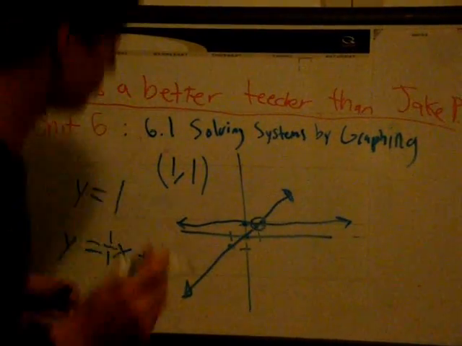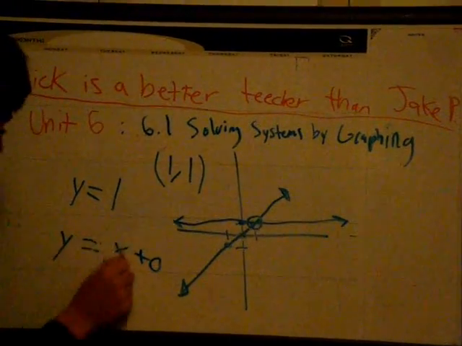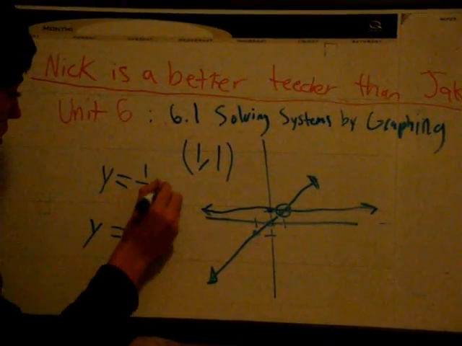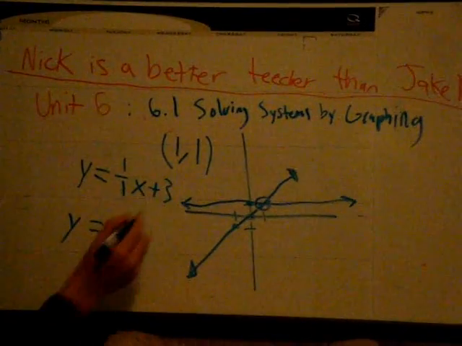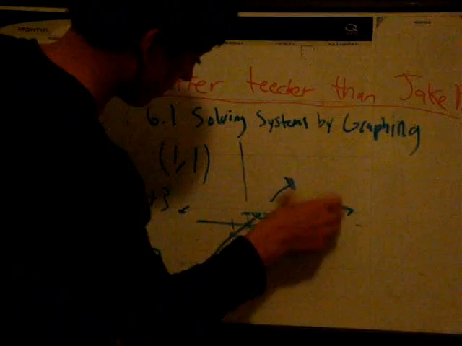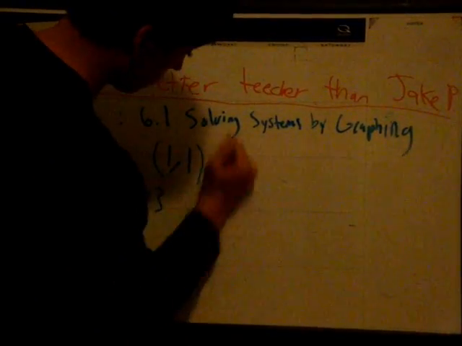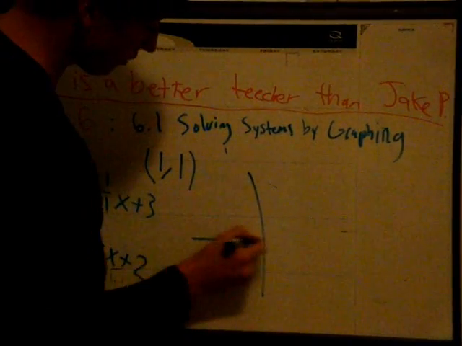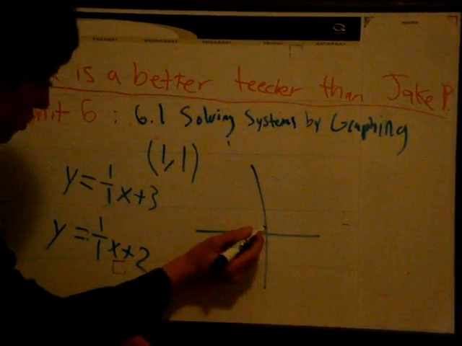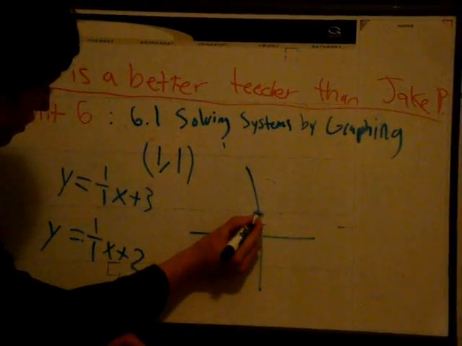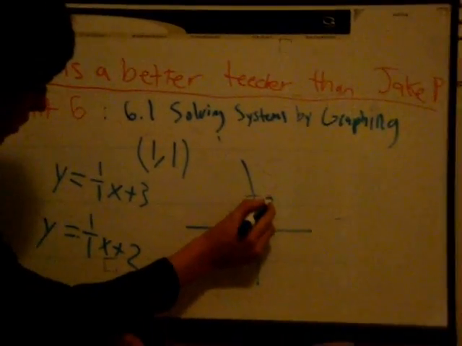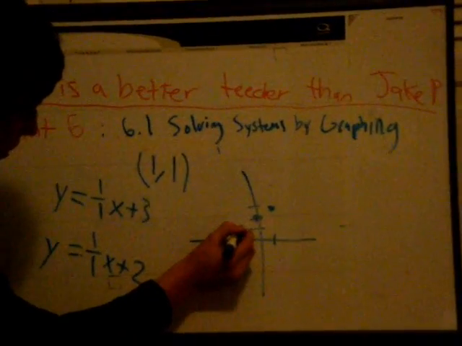Now let's do another example. Say you had y equals 1 over 1 x plus 3, and then y equals 1 over 1 x plus 2. So this would look like, let me do this graph again. Have another graph. You go up 2 on the graph. Right here's our first point, and then the second one would be up 1 over 1, so like right here, and then down 1 over 1 should be about right here.